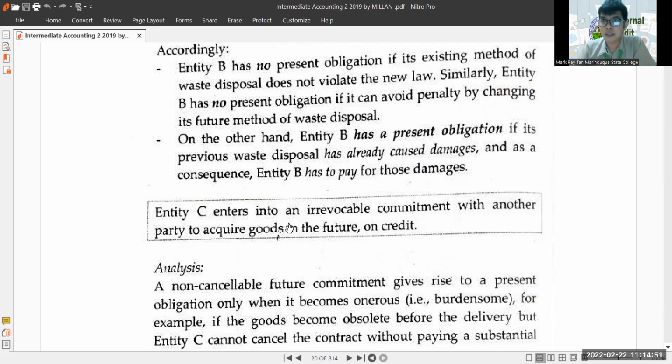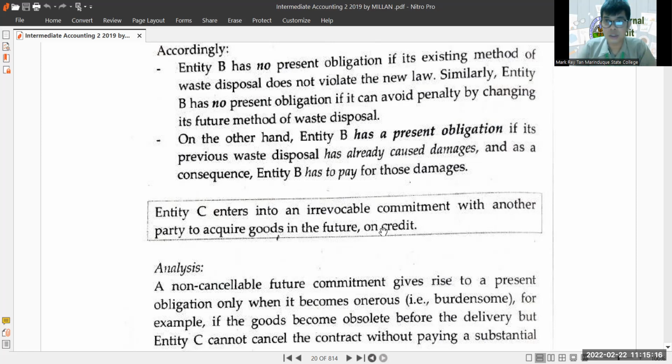Okay, example number 3. Entity C enters into an irrevocable commitment with another party to acquire goods in the future on credit. Ulitin natin. Entity C enters into an irrevocable. Ano ba yung irrevocable? Ang ibig sabihin ng irrevocable ay irreversible.